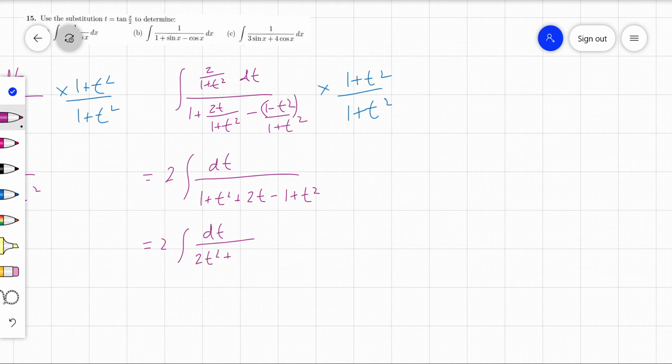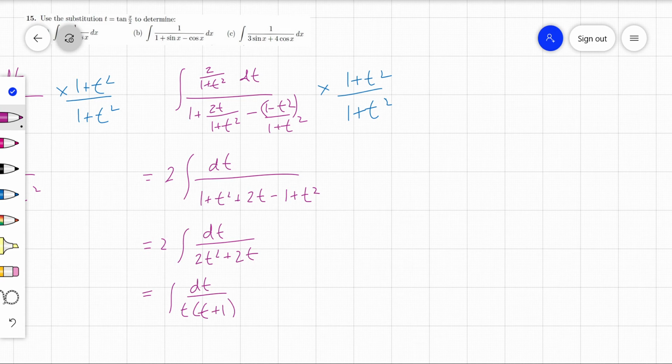So you can see that simplifies to a kind of a nice denominator. We've got 2t squared plus 2t. Now if I factorize by 2 and pull that 2 out, it will cancel with the 2 in front because I have 2 over 2. So really I've just got dt on t squared plus t, or t lots of t plus 1.